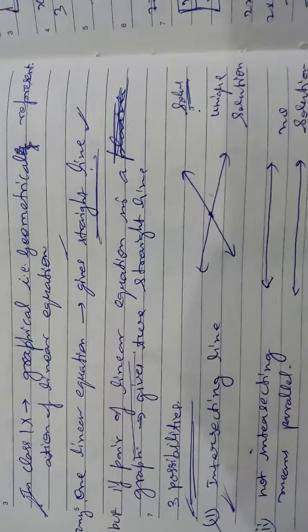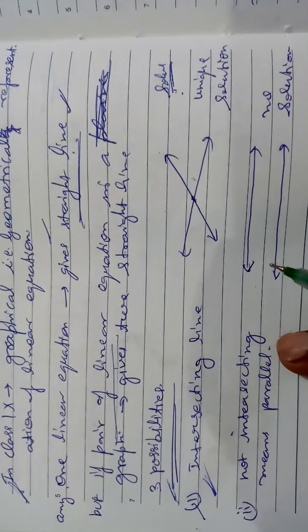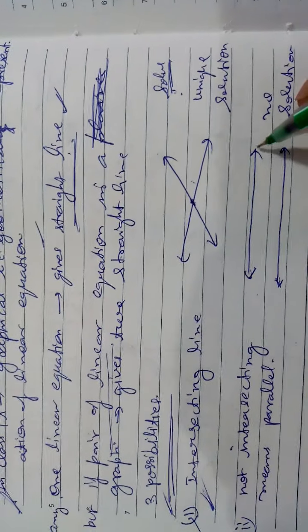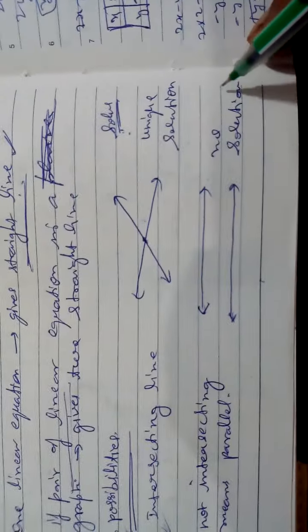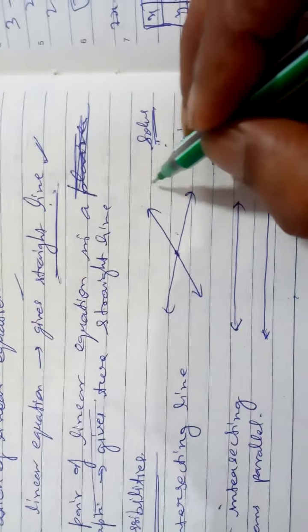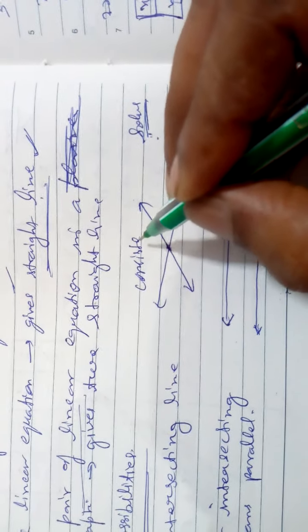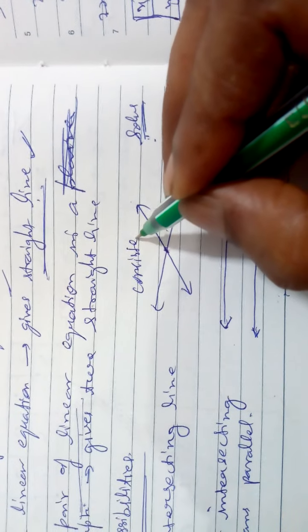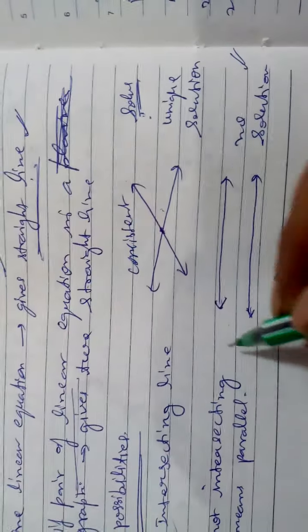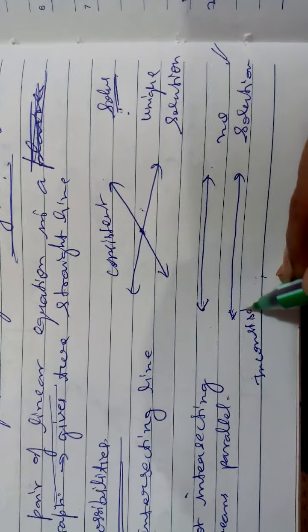Intersecting lines. Second, they may not intersect, meaning not intersecting lines. In that case, when you produce them indefinitely on both sides, you will not find any common point, so it has no solution. It is also called consistent. One more name of this is consistent. In the next exercise we will see consistent, and inconsistent, another name.